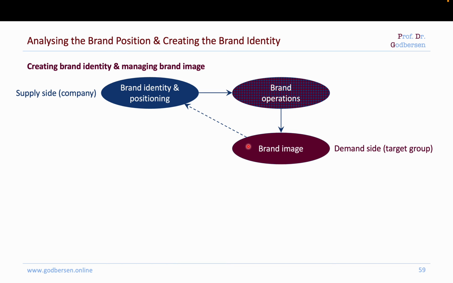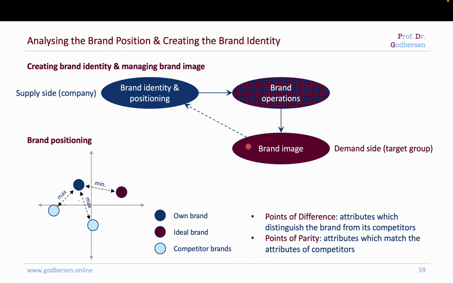In this context, one can understand brand positioning as follows. The figure on the left, you can understand the x-axis and y-axis as brand attributes. Our brand is the navy blue brand. This is how we are perceived on these brand attributes.